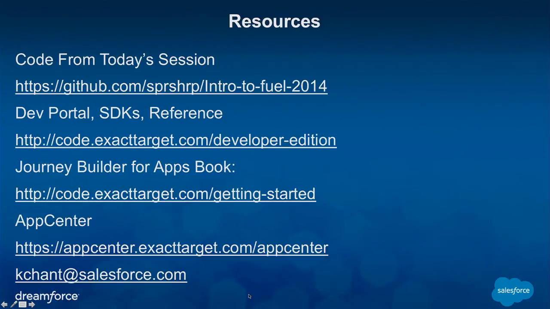So again, here are some resources that we talked about today. We have some example code of the code I walked through earlier. You can download SDKs and look at API references at code.exacttarget.com. The Journey Builder for Apps book is available at code.exacttarget.com getting started. And App Center, where we register our applications, is available at appcenter.exacttarget.com/appcenter.